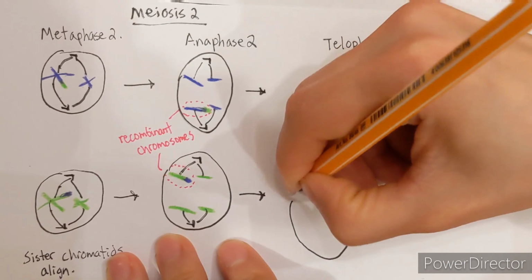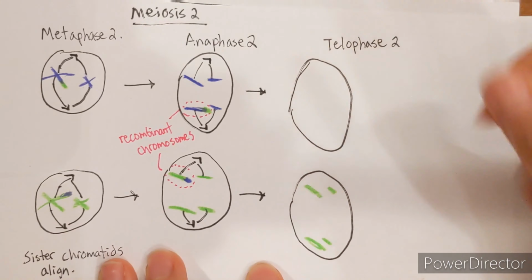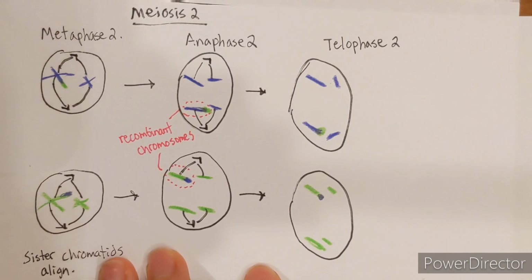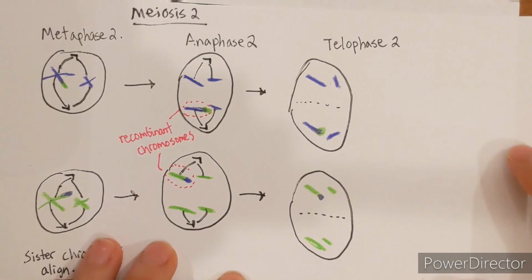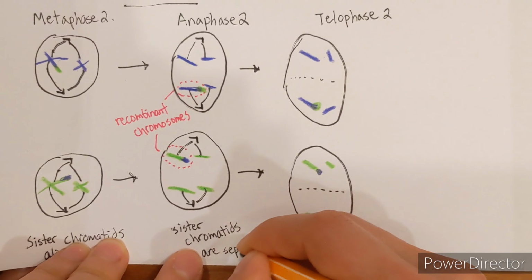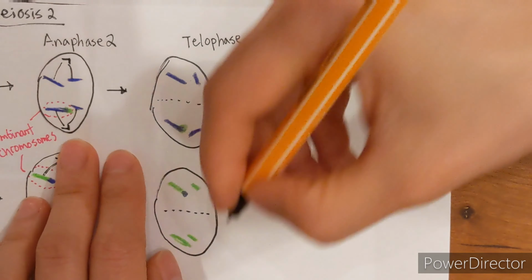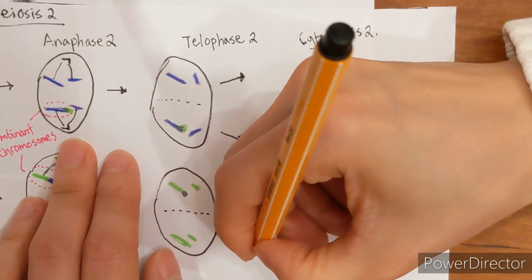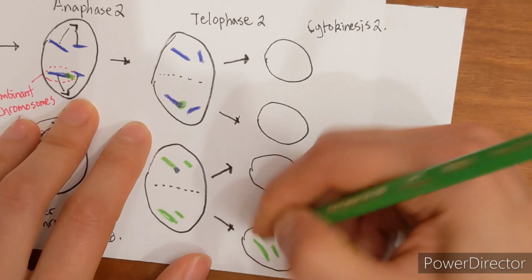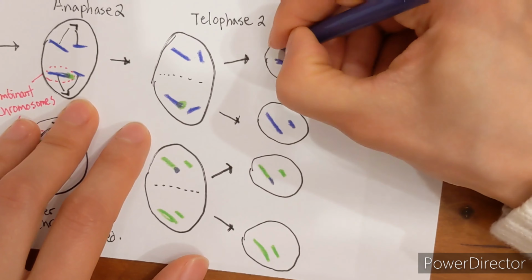Alrighty, telophase. Got 2 elongated cells. I'm going to form 2 new nuclei inside of these using my newly separated sister chromatids and recombinant chromosomes. Little cleavage furrow will form. Oops, forgot the description for anaphase. Remember, sister chromatids are separating. All right, cleavage furrow forms, and we have cytokinesis, where we actually split the cells apart, forming 4 daughter cells, each with slightly different combinations of chromosomes.